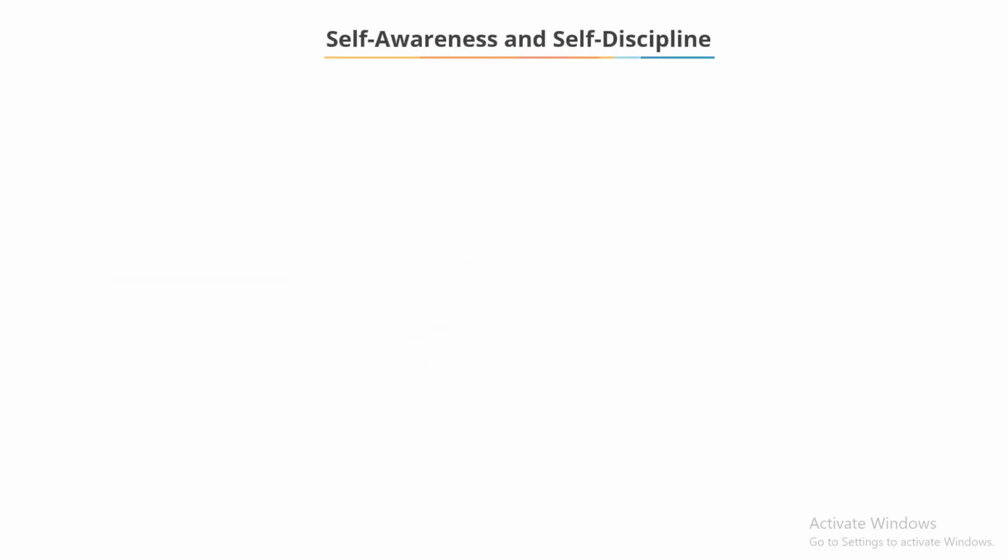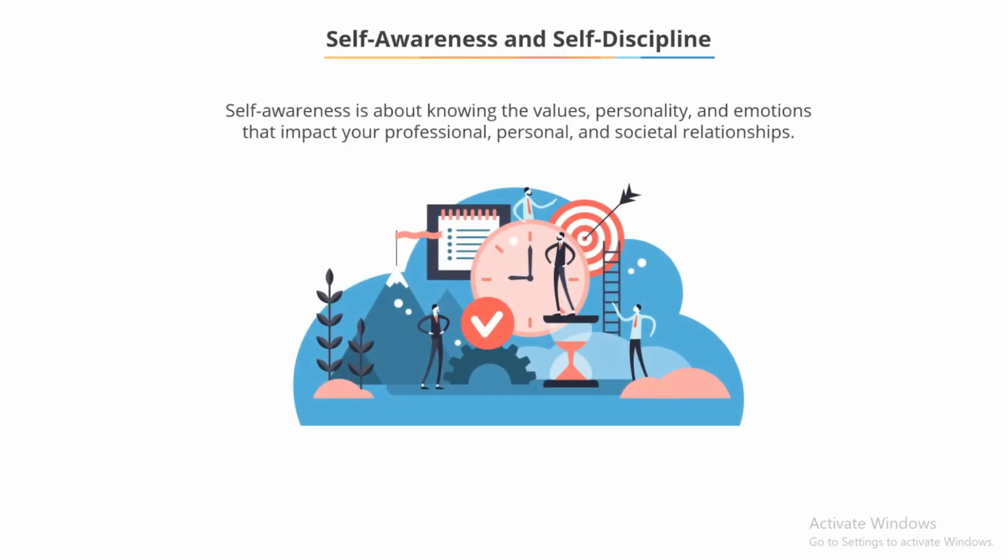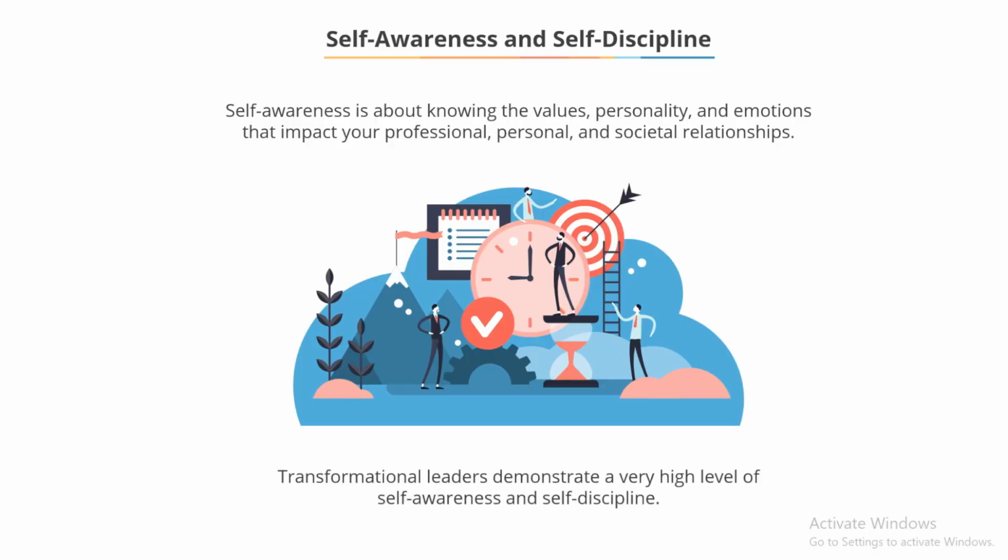The next trait is self-awareness and self-discipline. Self-awareness is all about knowing the values, personality, and emotions that impact your professional, personal, and societal relationships. Transformational leaders demonstrate a very high level of self-awareness and self-discipline. This helps them moderate their actions and responses to take better decisions.